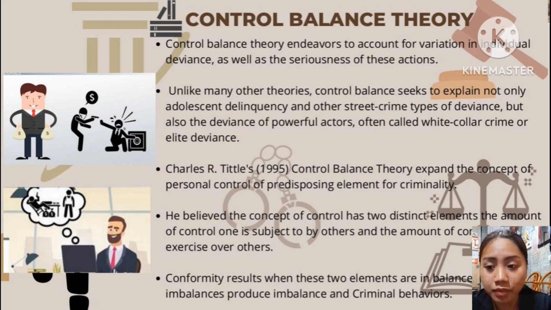He believed the concept of control has two distinct elements: the amount of control one is subject to by others, and the amount of control one can exercise over others. Conformity results when these two elements are in balance. Control imbalances produce imbalance and criminal behaviors.